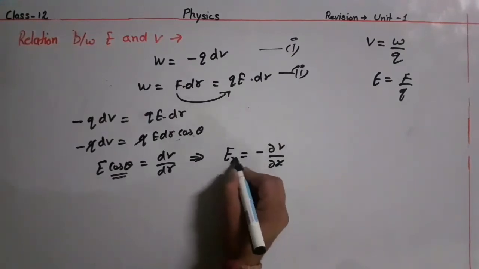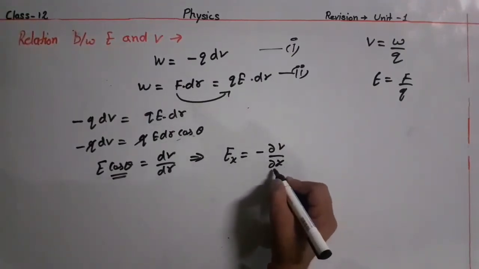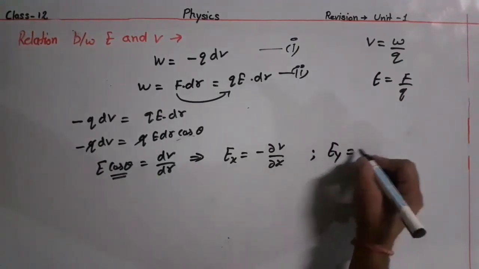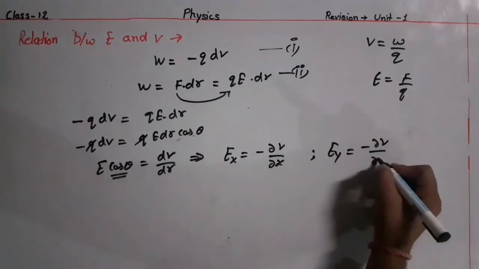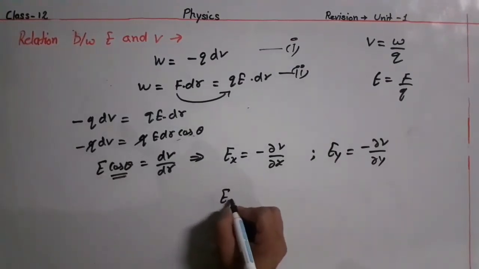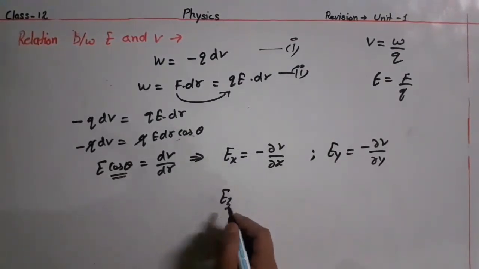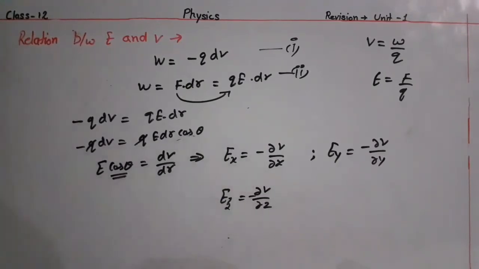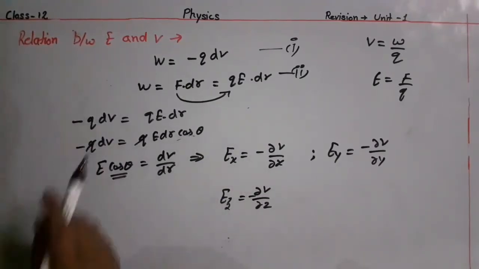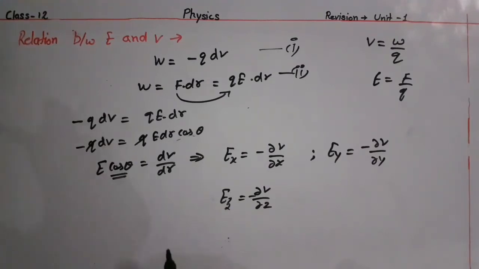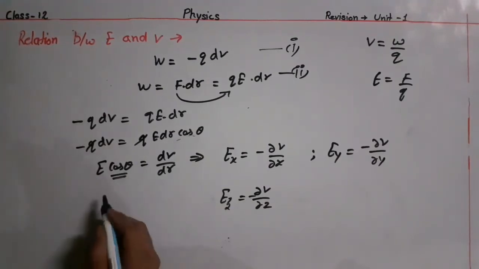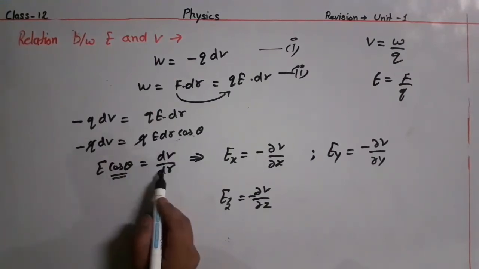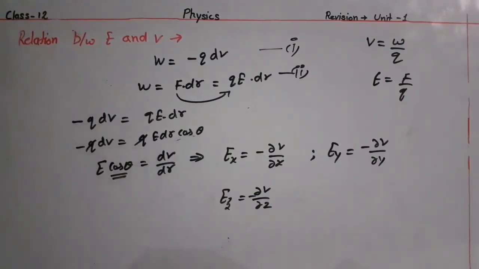If we are writing Ex, then we take r along X. Next, if we are writing Ey, then we take r along Y, and similarly for Z, we will get dV by dz. Okay, so this is our relation between E and V: E is equal to minus dV by dr. We are going to use it in our next topics.